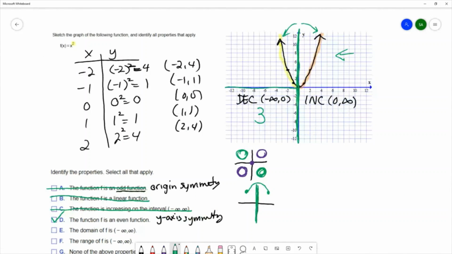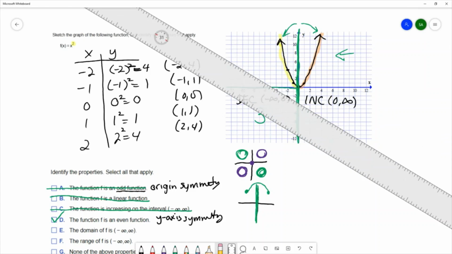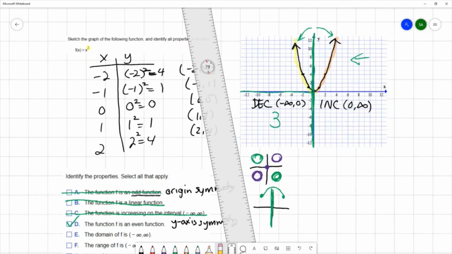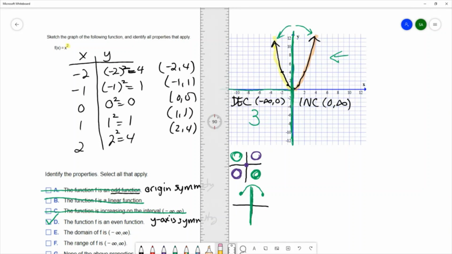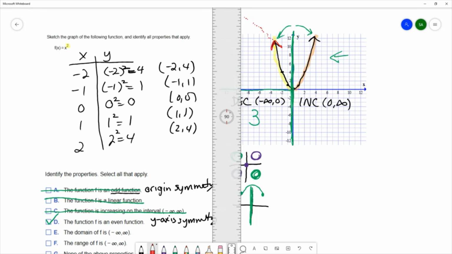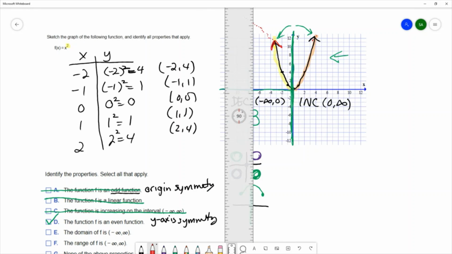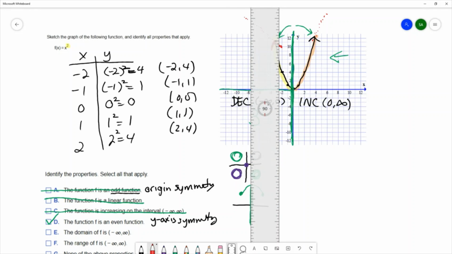The next property says the domain of f is negative infinity to infinity. I'm going to take my ruler and hold it vertically and think about when is the first time my ruler would hit the graph. Because of this line going on forever, it's going further and further left the higher and higher we see it. The domain would start at negative infinity, and because this line is going further and further right, the domain would stop at infinity.